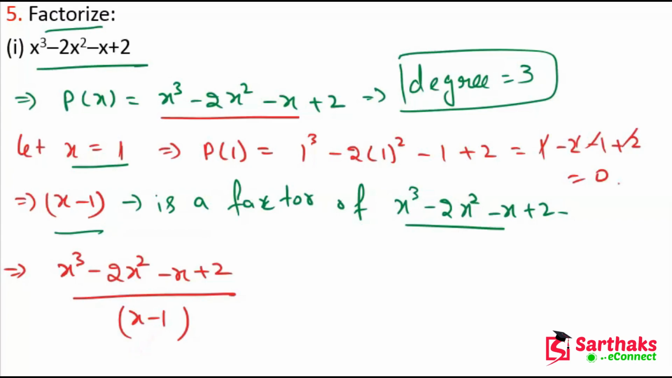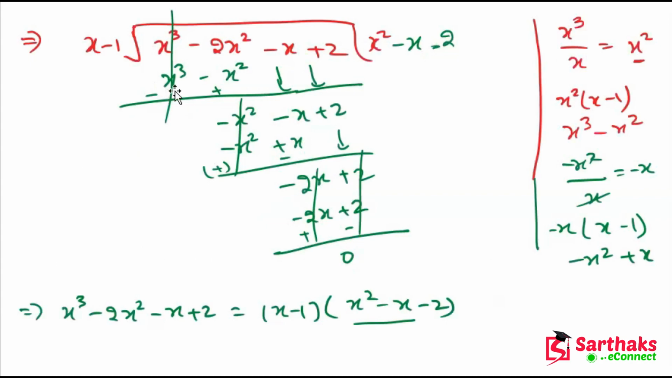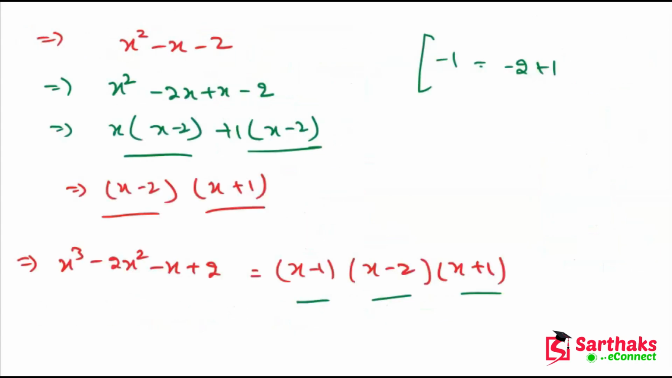Okay, so now my dear friends, after dividing it we get another polynomial, a quadratic polynomial. So this is also a factor of this polynomial. So my dear friends, we can again factorize it by the method of splitting the middle term. After factorizing x square minus x minus 2, we get x minus 2 and x plus 1. Okay my dear friends, I hope you get this one.